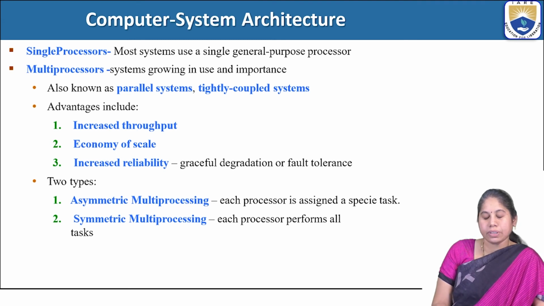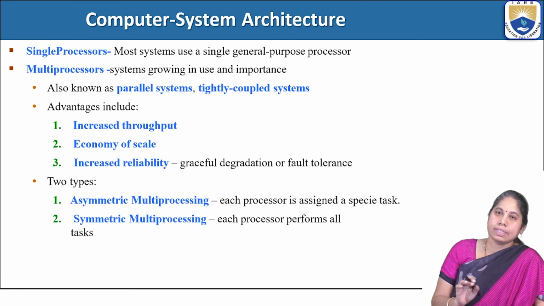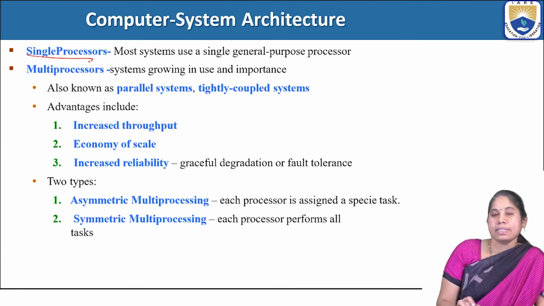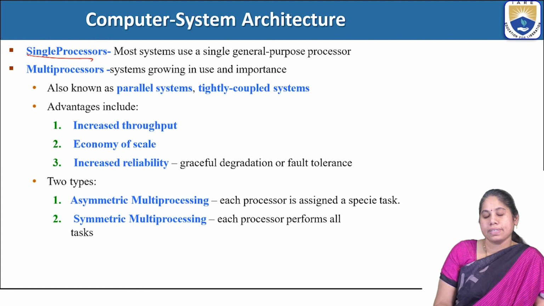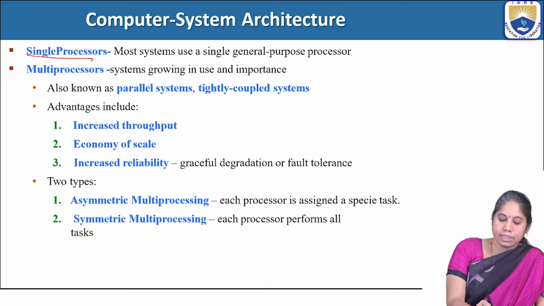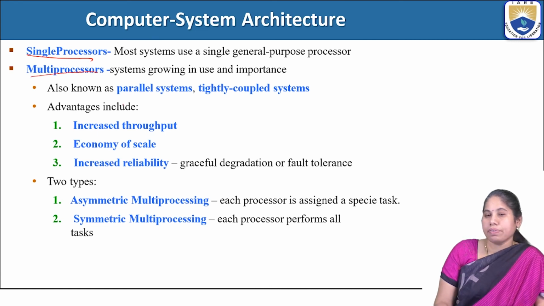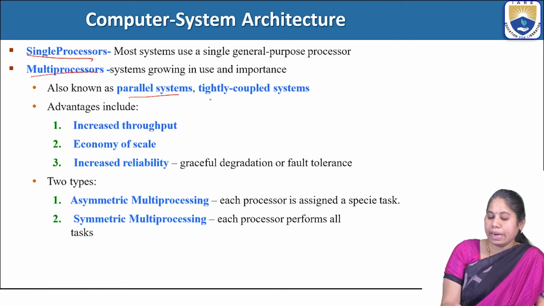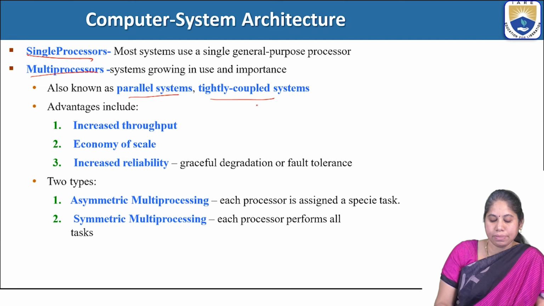So now come to the computer system architecture, very brief. If you look at the architecture of computers, in olden days and even now we are using single processors. Single processor is nothing but one processor residing in a computer for your operations. Multiprocessors means more than one processor inside your system under the umbrella of one operating system. That is multiprocessors. We also call multiprocessor systems parallel systems and tightly coupled systems. These are the two technical terms.